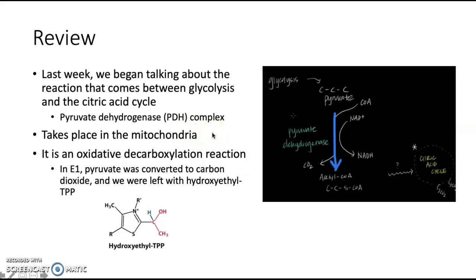An important thing to remember is that this reaction is labeled an oxidative decarboxylation reaction. It has this name because a 3-carbon molecule is converted to a 2-carbon molecule, and a hydroxy group is oxidized to a carbonyl. Last week we talked about enzyme 1 in the PDH complex, also known as pyruvate dehydrogenase. In that first portion, PDH, with the help of a coenzyme called TPP, converted pyruvate to carbon dioxide, and we were left with hydroxyethyl-TPP, which you can see below. And you can see the reduced acetyl group that we were talking about.